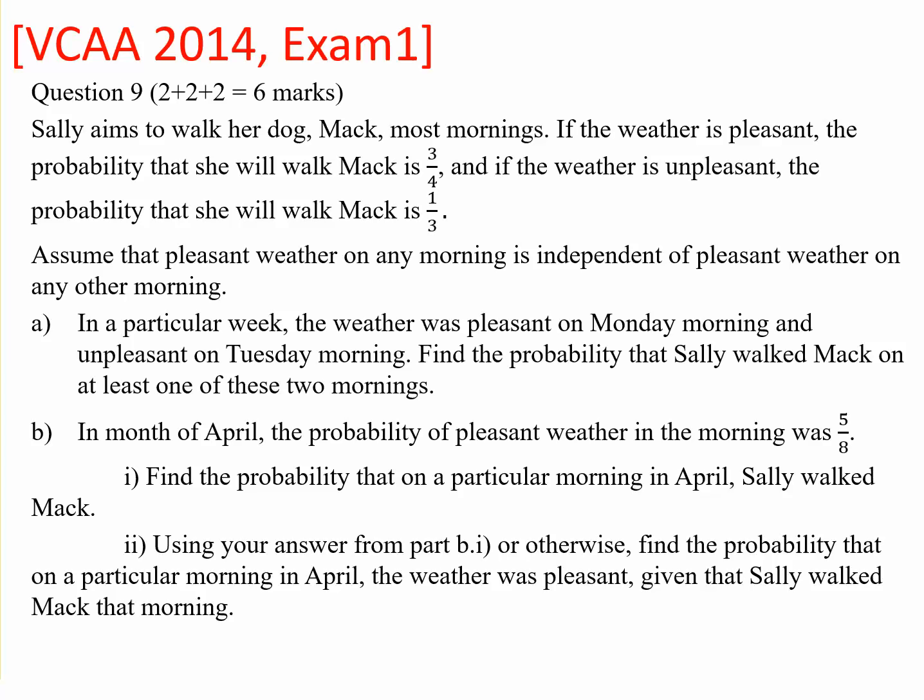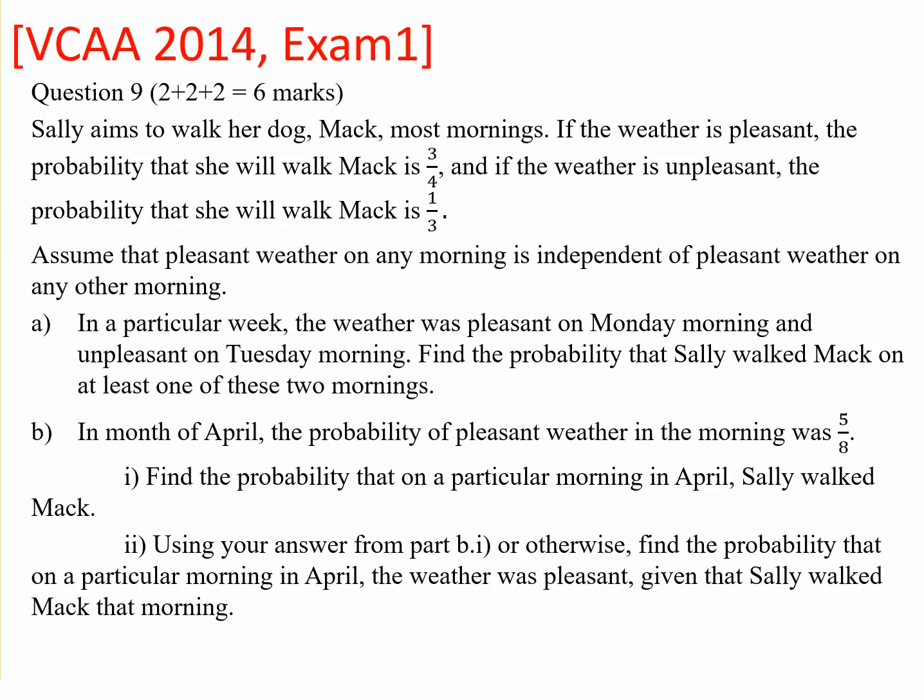So read the question. Sally aims to walk her dog, Mac. So you either walk the dog. If the weather's pleasant, then she walks the dog 75% of the time, so 3/4 of the time. If the weather is unpleasant, the chances of her walking the dog is 1/3. The key step that I think a lot of students find confusing is this next line.